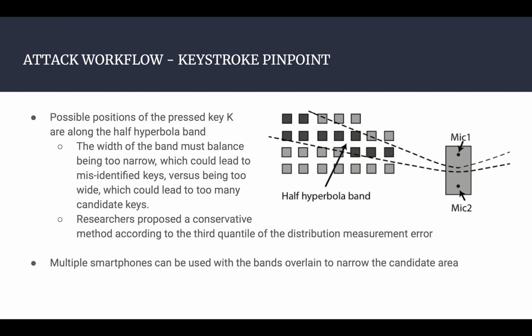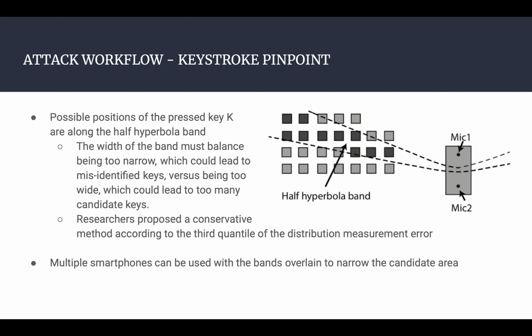So with that time distance of arrival computed between the two microphones, it's possible to identify a candidate area for the key that was pressed by generating this half hyperbola band. The researchers used actually a band versus just a single half hyperbola, which you can think of as the band having an upper and lower bound on the hyperbola. So this provides for a degree of estimation error in the calculation.